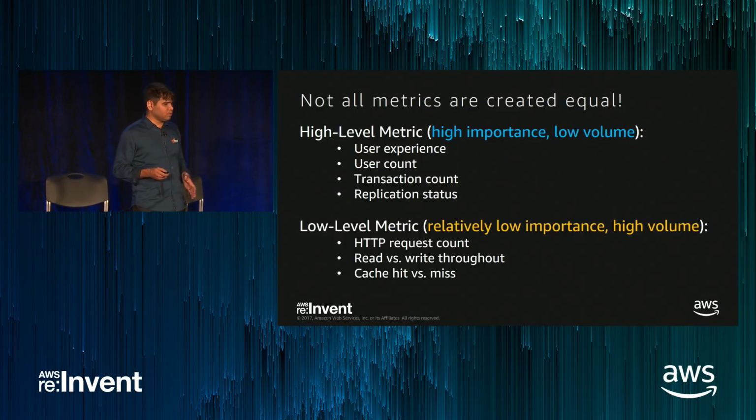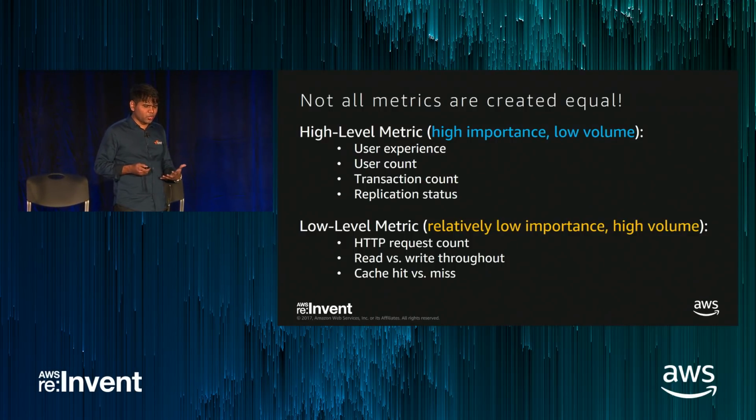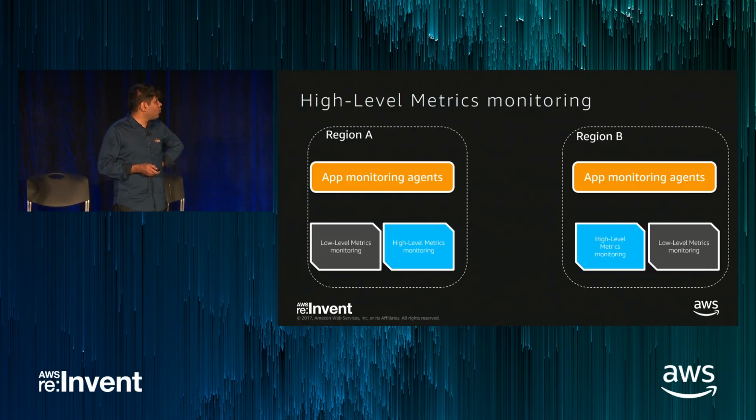So all metrics are not simple. Some metrics are higher impact, or you would want to monitor them much more closely, right? And some metrics are just too much. So what we recommend is that low-level metrics be monitored using local systems, and high-level metrics also be monitored using local systems. In the other region also you do the same thing, right?